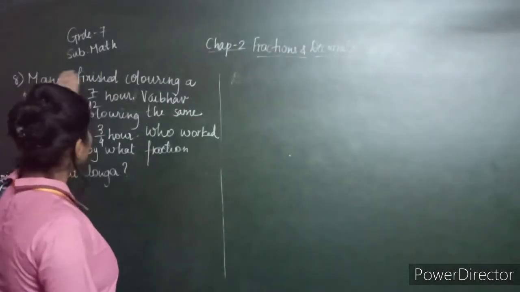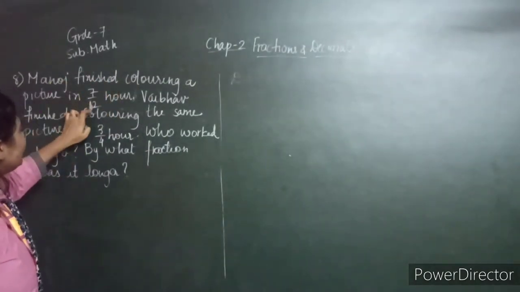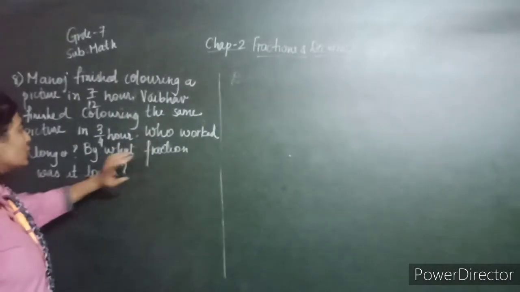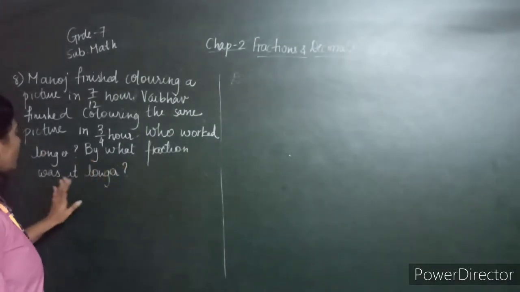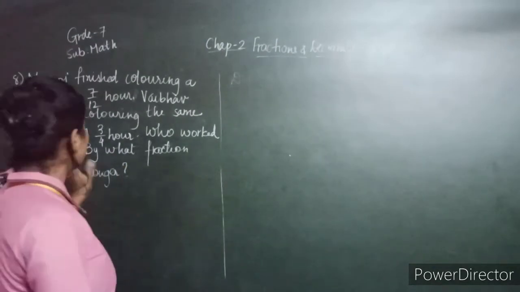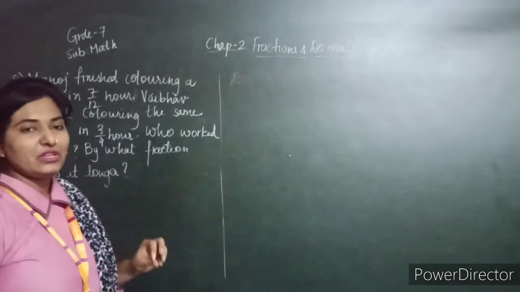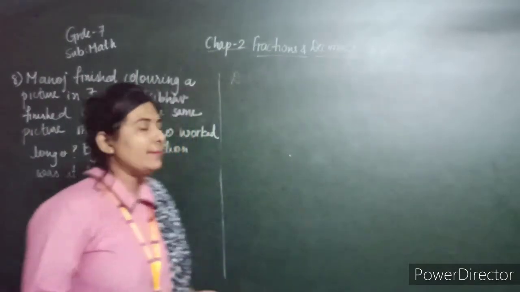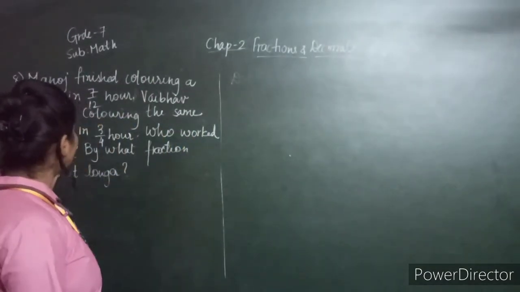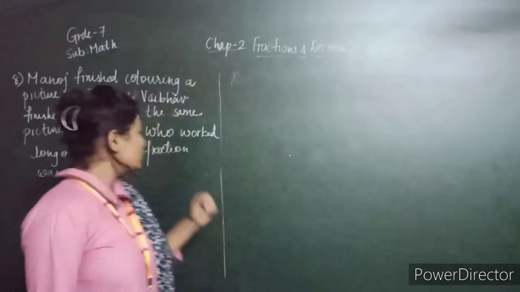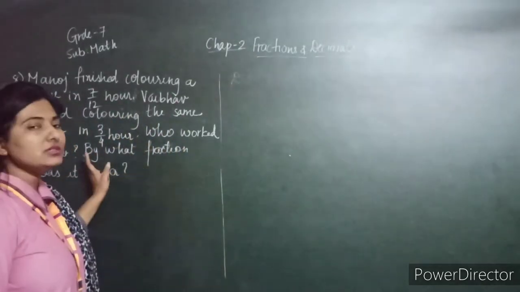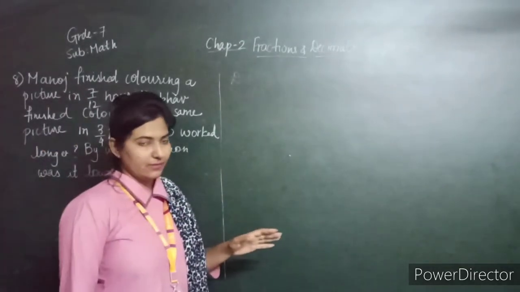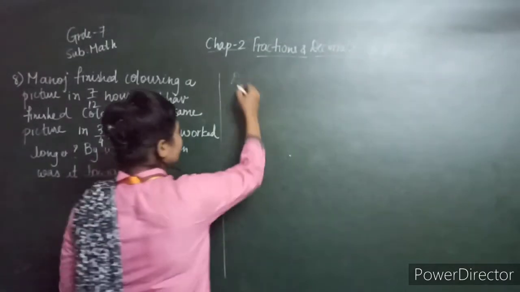Now, question number 8. Manoj finished coloring a picture in 7 by 12 hours. Vaibhav finished coloring the same picture in 3 by 4 hours. So, who worked longer and by what fraction was it longer? So here Manoj finished coloring a picture in 7 by 12 hours, and the same picture Vaibhav finished coloring in 3 by 4 hours. So here we have to find out who worked longer and by how much fraction it was longer.